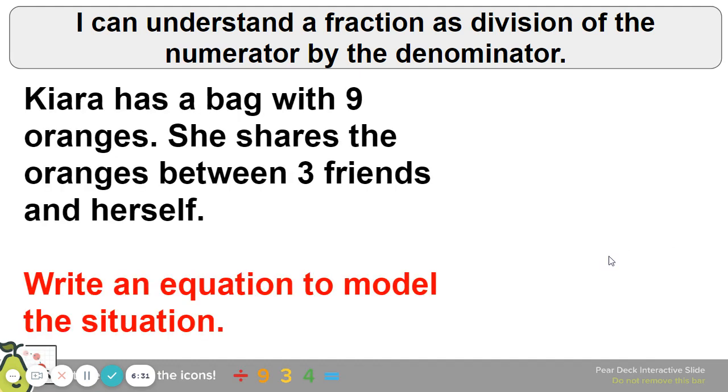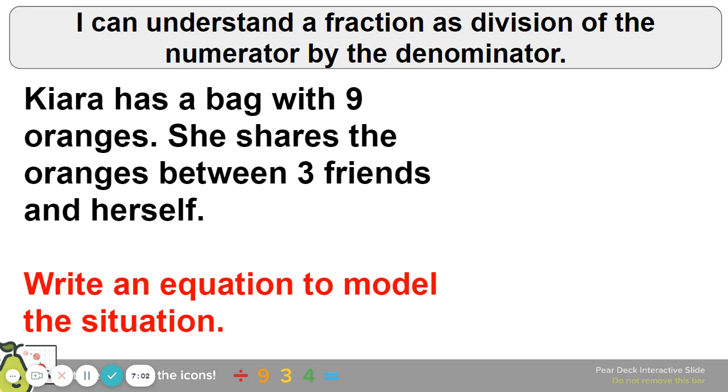All right, let's look at this one. Kiara has a bag with 9 oranges. She shares the oranges between 3 friends and herself. So write an equation to model this situation. So what does she have? Kiara has 9 oranges. What is she sharing, or who is she sharing them with? She's going to share those oranges between 3 friends and herself.